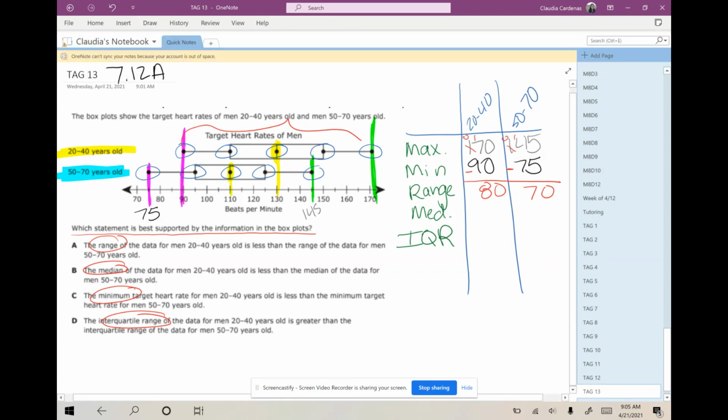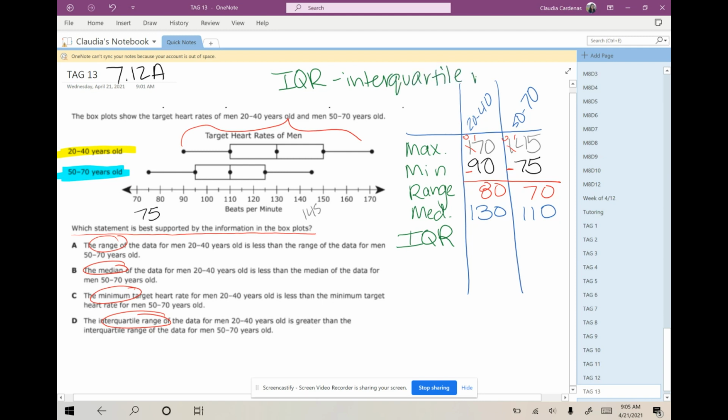So the median for 20 to 40-year-olds is 130. The median for 50 to 70-year-olds is 110. So far, so good. And then the IQR, let me go ahead and clean this up a little bit. The IQR is called the interquartile range. And so I want you to write that down. IQR is interquartile range because sometimes you'll see it shorthand with IQR and sometimes you'll see the entire vocab term.